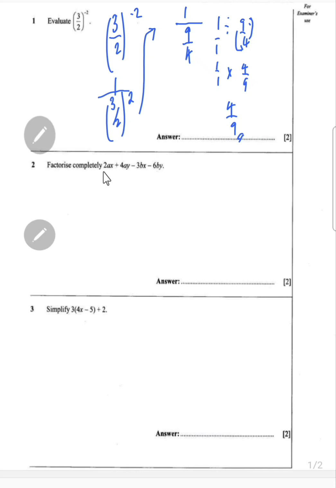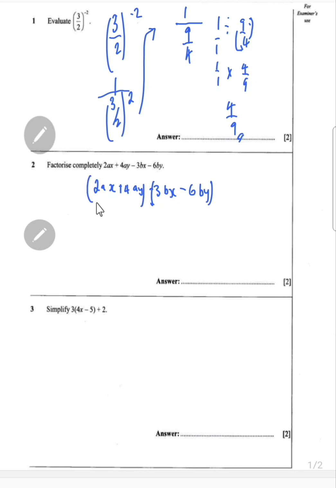We have something common here. 2 can go into this number, can be divided. 2 can also be divided here. We also have a as a common letter. Same applies with these two. So what you do is we have 2ax plus 4ay minus 3bx, then minus 6by. So we have grouped these like this, and these also will be grouped simple.